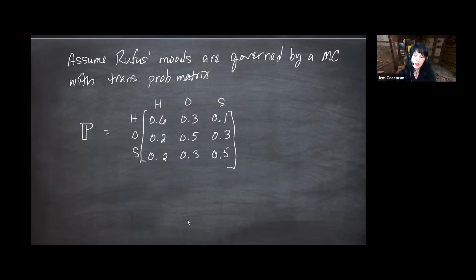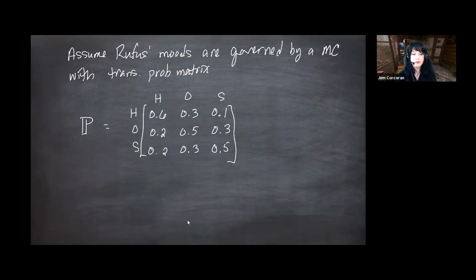So I set it up so that he kind of tends to stay in the same mood. If he starts happy, then he has a high probability of being happy the next day. And if he starts okay, he has a high probability of staying okay. They're made up numbers. And Rufus is always happy, but he will kill you for a tissue.